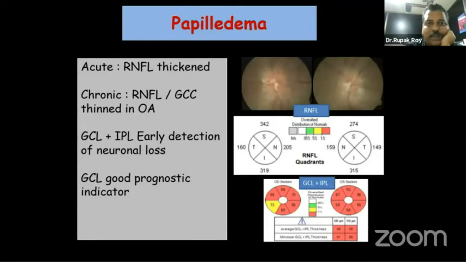Now, this is a case of papilledema, where the finding is acutely thickened retinal nerve fiber layers, whereas in chronic cases you will have RNFL thinning in optic atrophy. GCL plus IPL analysis can give you early detection of neuronal loss, and GCL is a good prognostic indicator.